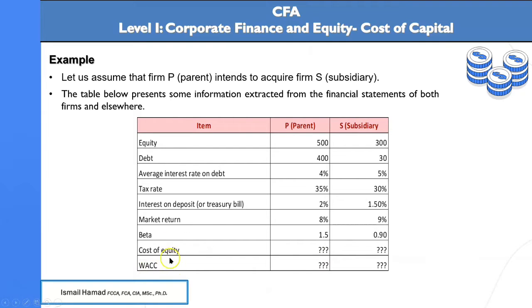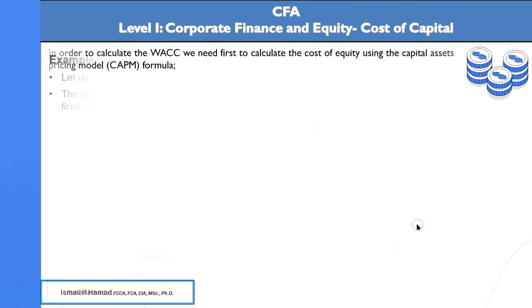Then after calculating the cost of equity for both, we go for the weighted average cost of capital for both companies. But we are going to pose a question: which weighted average cost of capital are we going to use to discount the expected future cash flow from the subsidiary we intend or contemplate to acquire? This is the main theme of this video: how to answer this question. Which weighted average cost of capital are we going to use to value the subsidiary?